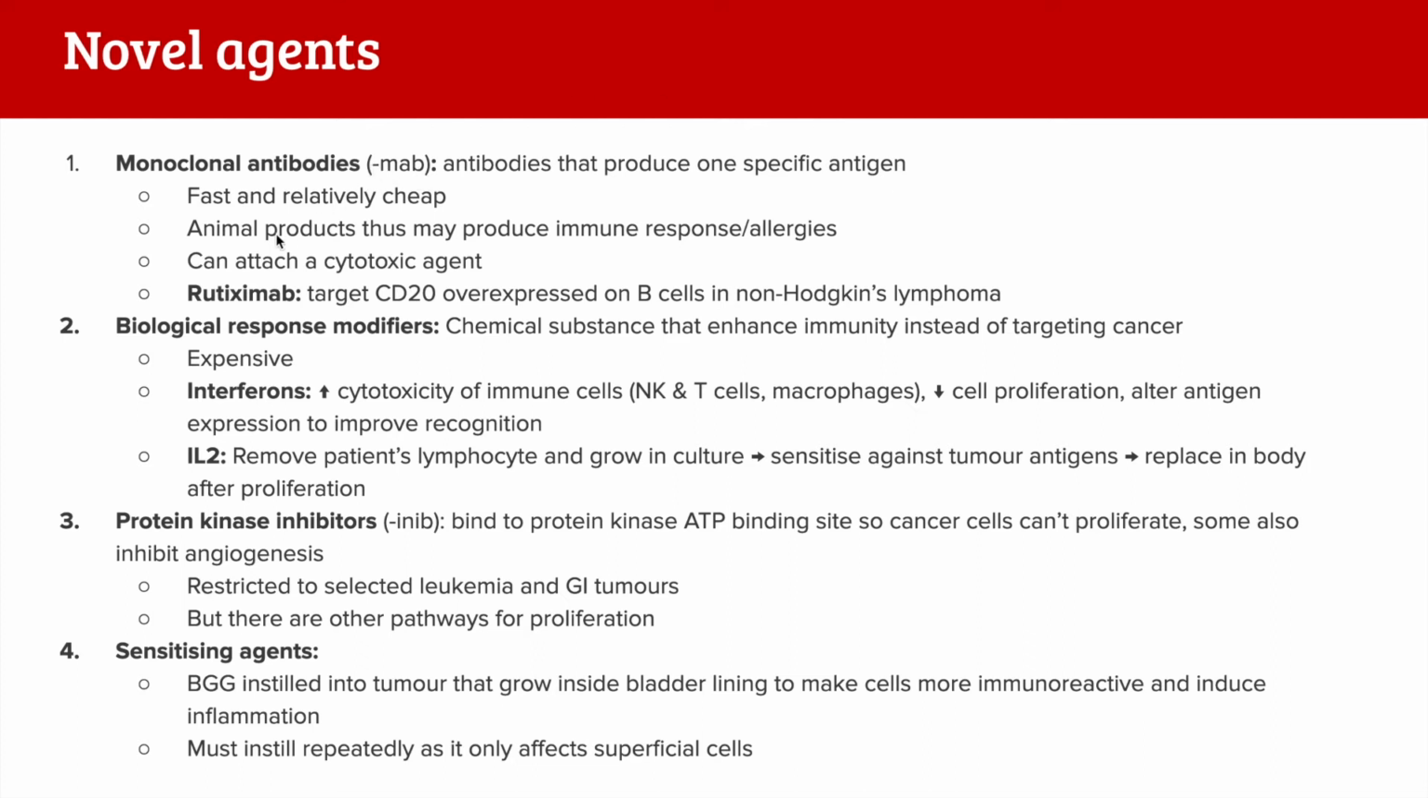So they're fast and apparently relatively cheap. But the problem with them is that they're animal products, so they may produce immune responses in a patient or allergies and stuff like that. So it may be rejected. And we can also even attach a cytotoxic agent to it, so it can target the cancer cells we want specifically and deliver these cytotoxic agents to them. An example is rituximab. Apparently it targets CD20, an antigen that is overexpressed on B cells in non-Hodgkin's lymphoma.